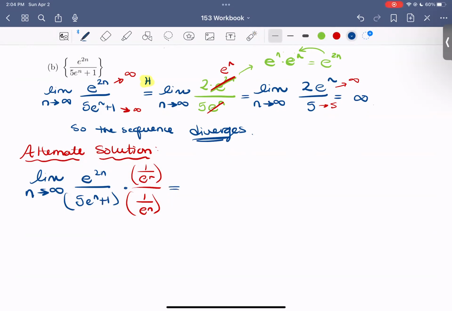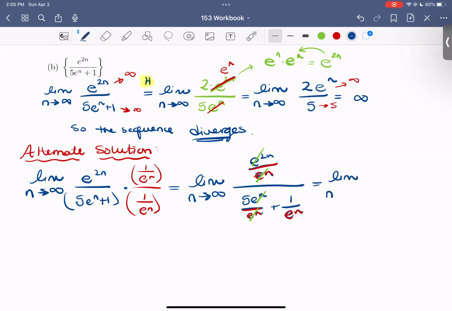So this is going to be equal to the limit as n goes to infinity of e to the 2n over e to the n, all over 5 e to the n over e to the n plus 1 over e to the n. We're just bringing that 1 over e to the n into each term. Now some things cancel, which is nice. This e to the n cancels in the denominator. One of the e to the n's here cancels with an e to the n in the numerator. So we can write this as the limit as n goes to infinity of e to the n over 5 plus 1 over e to the n.